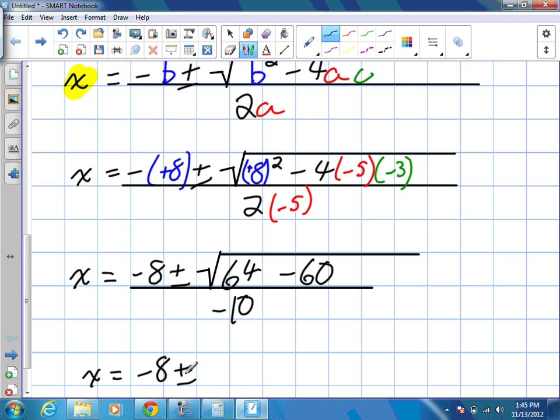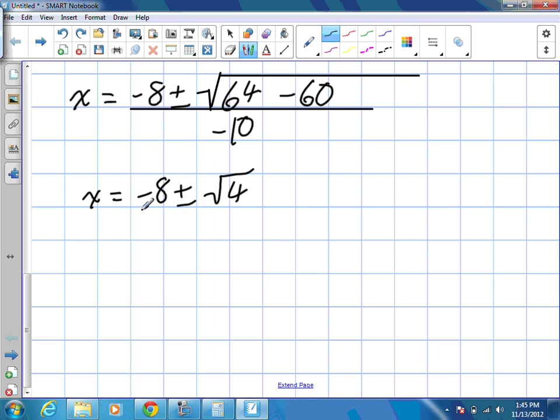4. So negative 8 plus or minus root 4, divided by negative 10. Now, remember when we factored, we would split equations. Okay? We're going to be doing the same thing here. We're going to split this equation because we're probably looking for two x-intercepts. Remember, a parabola most likely will cross the x-axis twice because it's symmetrical.